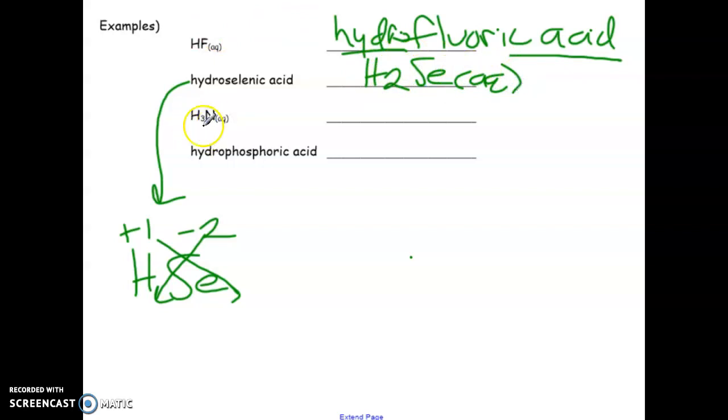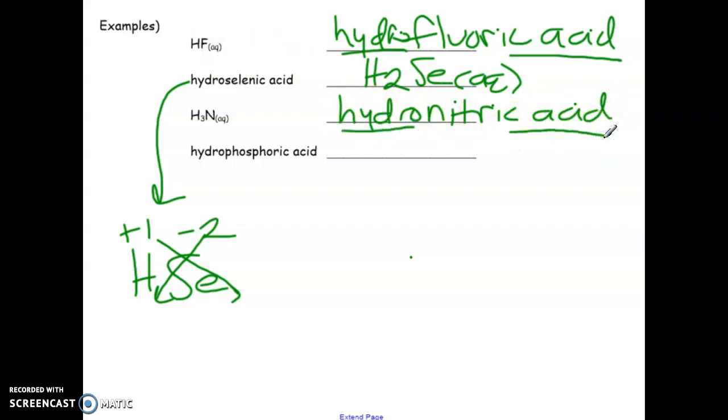Here we have hydrogen and nitrogen as an acid. So this is going to be hydronitric acid, right? So the hydro and ic acid doesn't change. And then here we have hydrophosphoric acid. So this is going to be phosphorus.